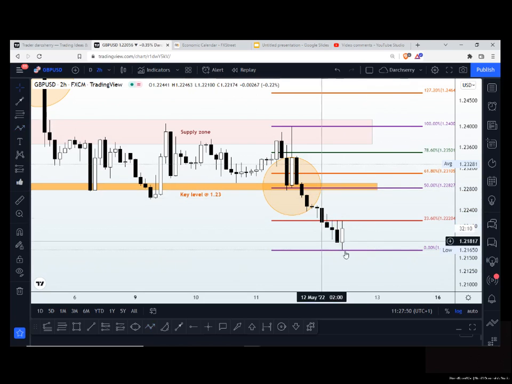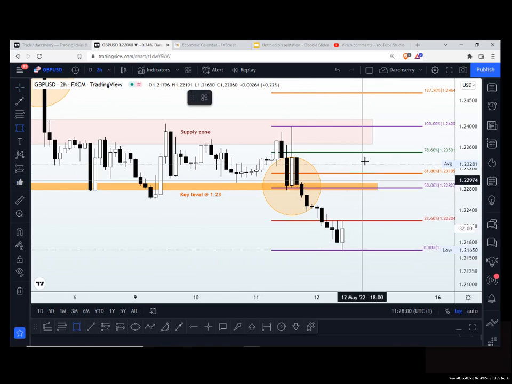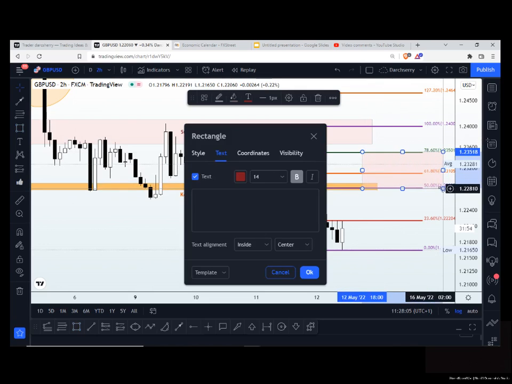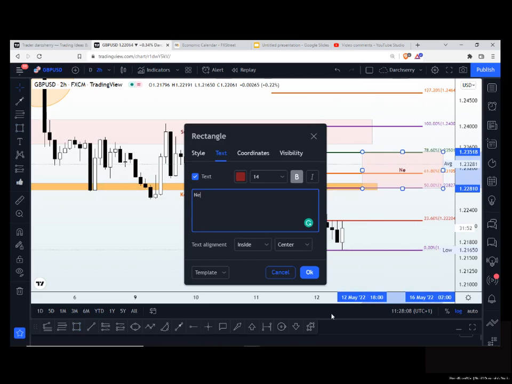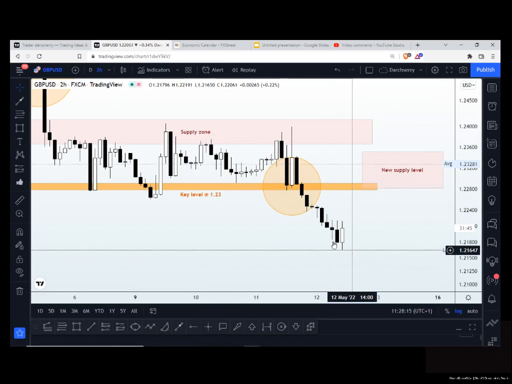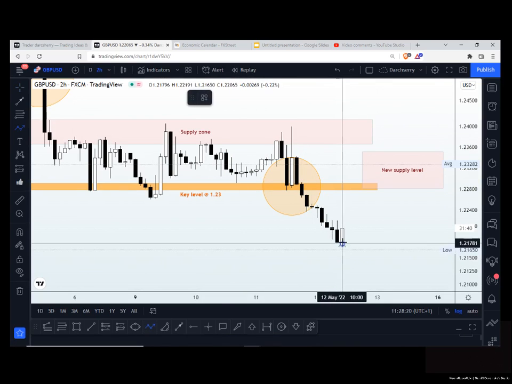But for the sake of this video, let's assume this is the end of the impulse leg, then we will be looking for a sell opportunity around the 78.6% and the 50% retracement of that impulse leg, where that place will now be our new supply level that we will be looking for opportunity to sell the GBP against the USD. So that means, based on this structure, like I said, we don't know when the impulse leg will end because we haven't seen structure that supports the culmination of that impulse leg.